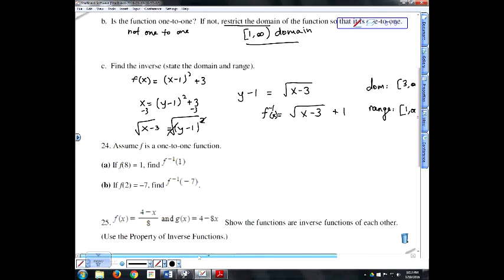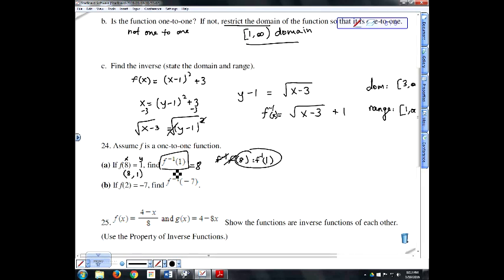Okay, question 24. If we have f of 8 is equal to 1, we're supposed to find that. Well, if I want to get rid of the function f, I can apply the inverse to both sides. The inverse of f and f itself are inverse functions, so they cancel each other out. So right here we have f inverse of 1 is equal to 8. Or another way you could think about this, this is the x value, that's the y value, so we have a point here of 8, 1.